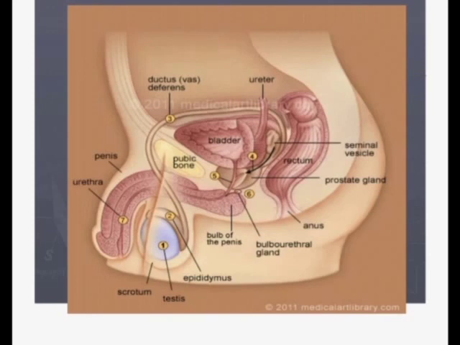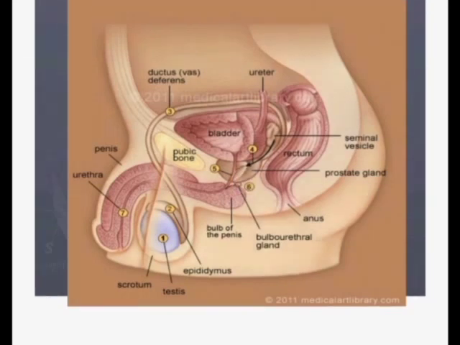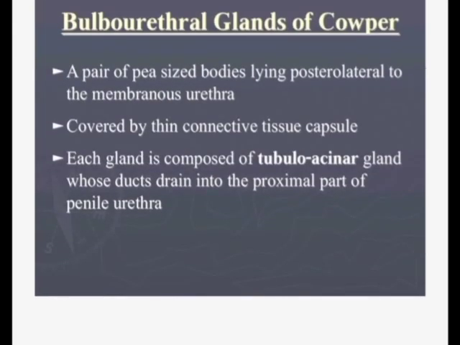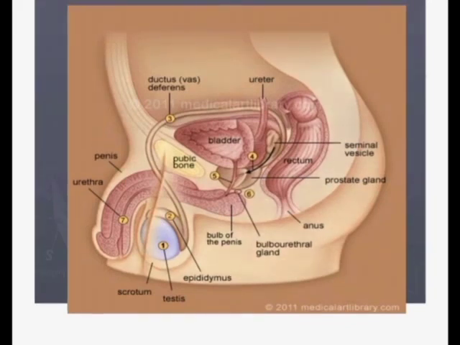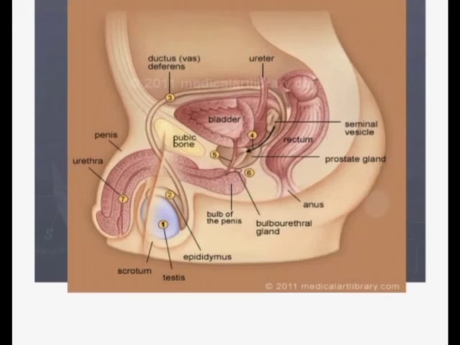Now this is the picture showing you the bulbourethral gland. And what are the bulbourethral glands of Cowper? It is a pair of pea-sized glands, lying posterolateral to the membranous part of the urethra, and this gland is covered by a thin connective tissue capsule. Each gland is composed of tubulo-alveolar glands whose ducts drain into the proximal part of the penile urethra. So these are present here on the posterolateral side of the membranous part of the urethra.